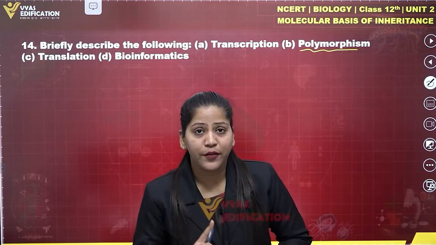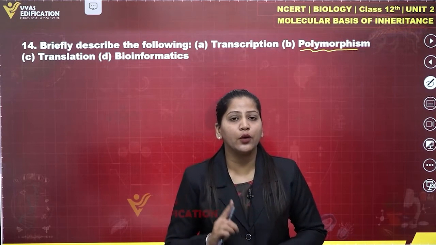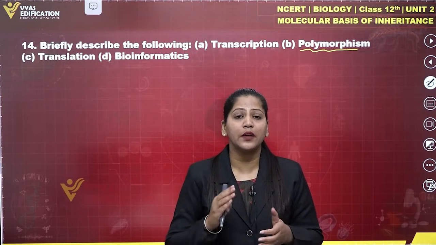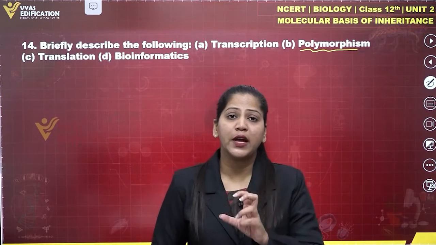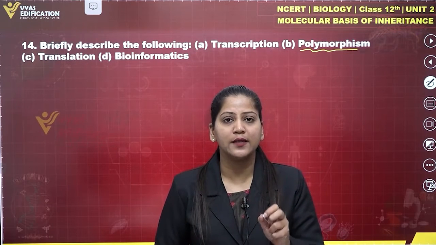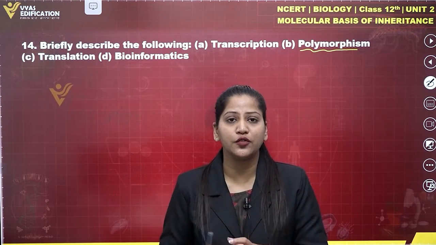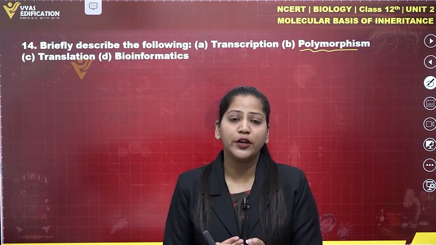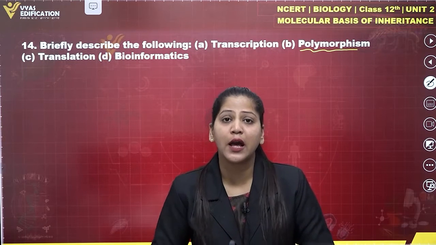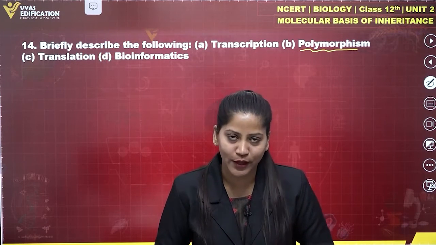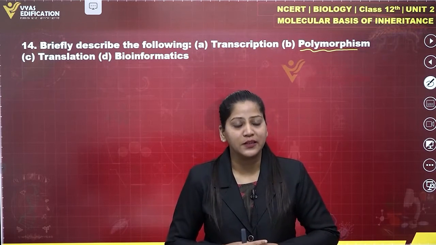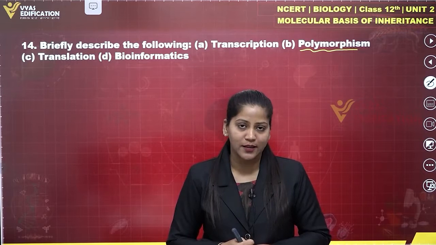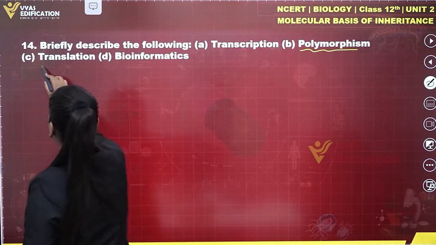Now, the varying sequences of nucleotides are located on different positions of the DNA helix, which results in variation and polymorphism in a population. This polymorphism is responsible for speciation and evolution as well. So let's write the B part of this question.